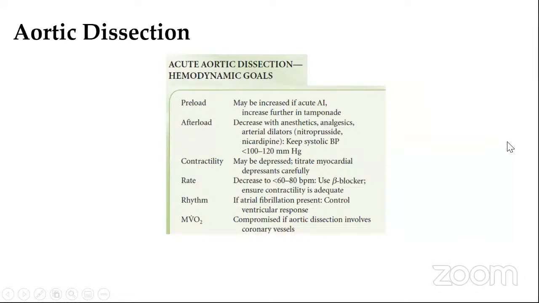Touching quickly on aortic dissection, the hemodynamic goals: the most important thing, you need to decrease the afterload, so you need to keep the systolic blood pressure less than 100 to 120, not more than that. Avoid hypertension by any means. And you need to avoid increasing the contractility as well. And the rate should be a low normal rate as well. Okay.